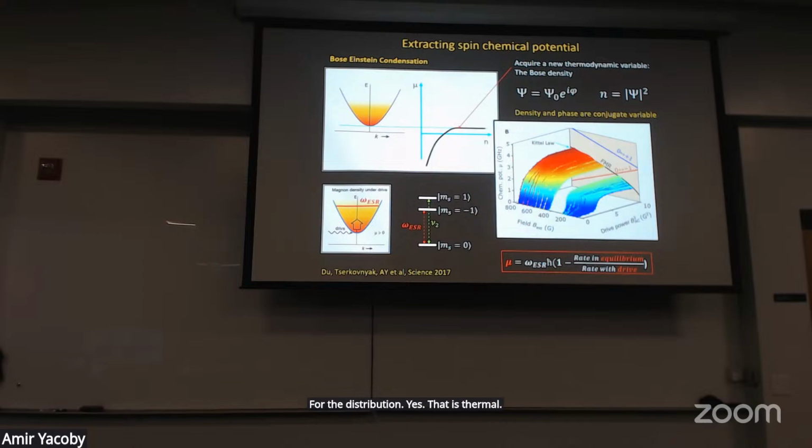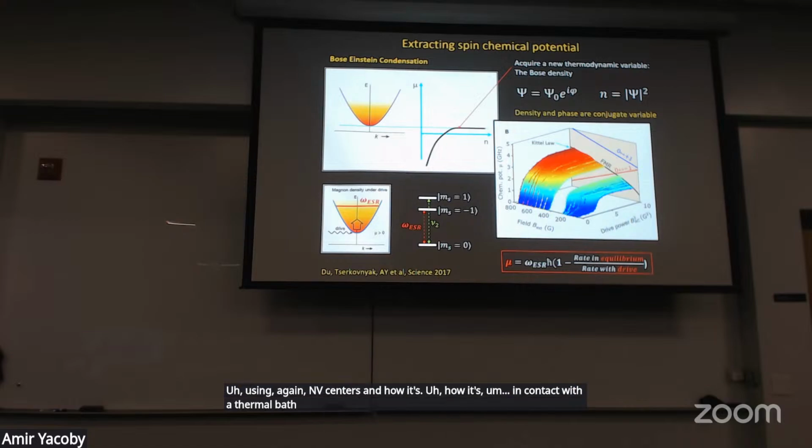So the system is thermalized, and we know that it's thermalized by measuring its temperature using, again, NV centers, and it's in contact with a thermal bath, with a phonon bath in the system. But even if it's not in thermal equilibrium, the excitations of this magnet are bosons.